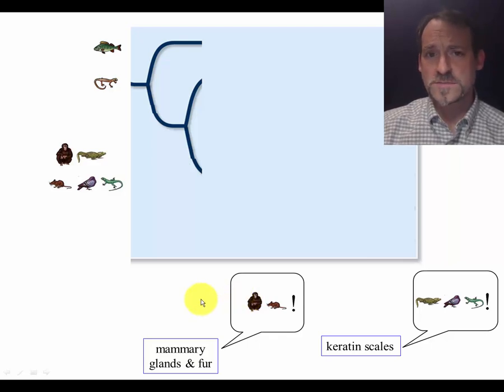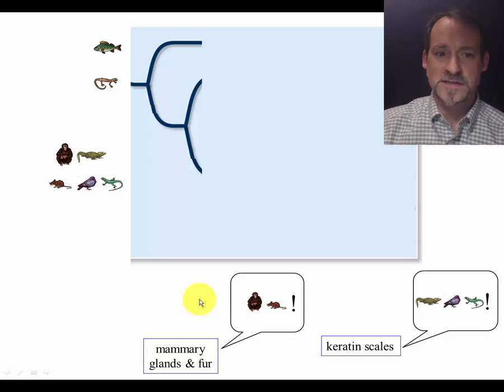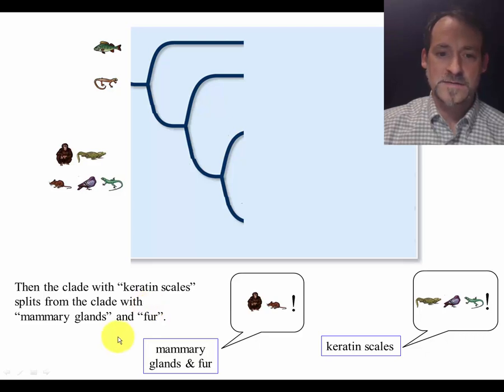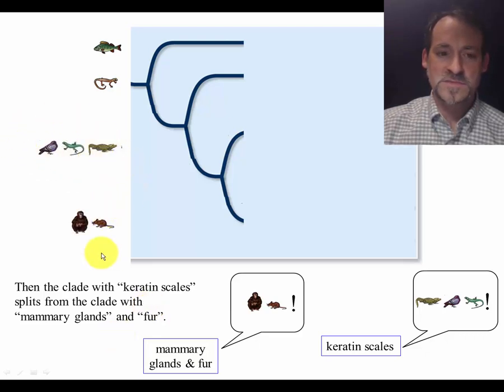Next, we have two characters that tell us about the splitting of this group. One of these, you've got mammary glands and fur suggesting this clade, and you've got keratin scales suggesting this one. Well, that splits this group right in half. Suggests that this lineage here went through a speciation event. You have one daughter lineage that's going to lead to this clade, and another daughter lineage that's going to lead to this clade. Okay, there's our split. Here our organisms move apart.